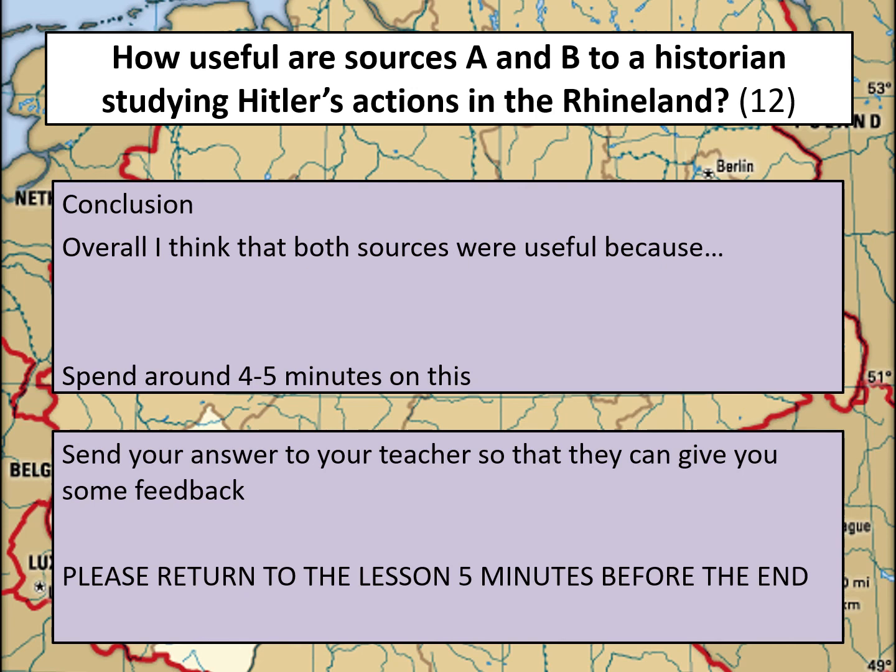So in your conclusion, you are going to tell me that both sources are useful. They are, aren't they? Think about all the things we've been able to say about each of them. They're useful because they tell us about what was going on in the Rhineland, about how it was viewed both in Britain and in Germany. Also, they tell us about how it was viewed not only in 1936, but in the years afterwards by Hitler as well. So in your conclusion, just 4 or 5 minutes, it's probably not even going to be that long, Year 9, you're just writing a few sentences about why they're useful.